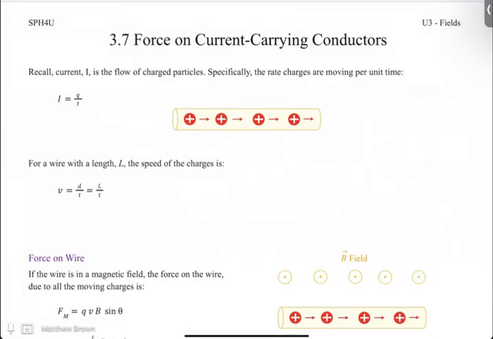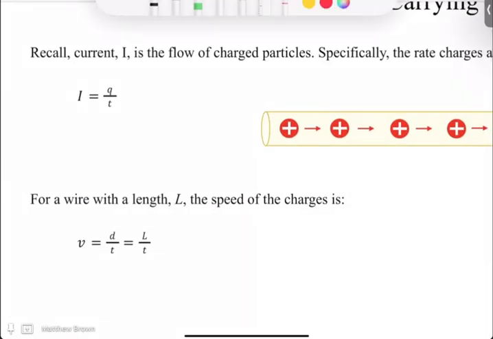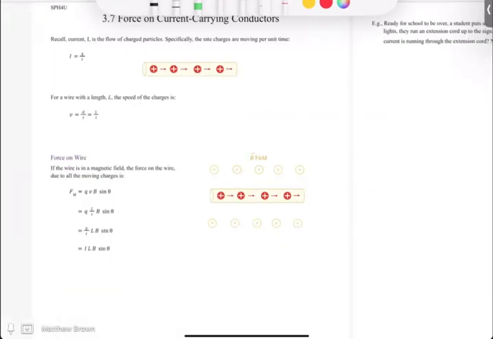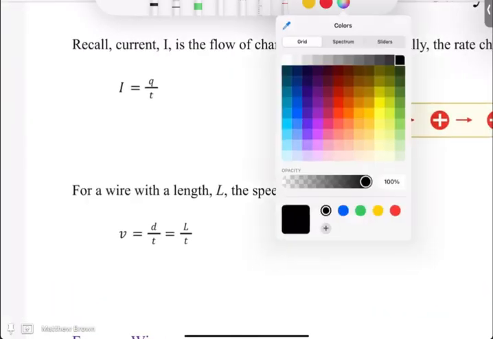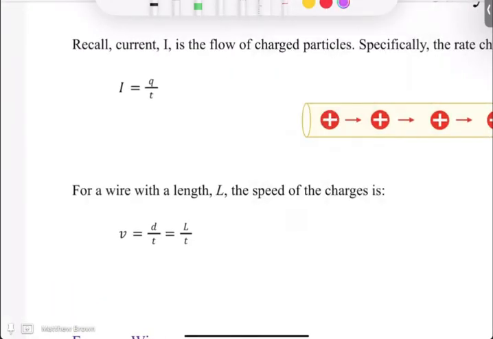First is current, which we usually represent with this I here. Current is just the charges per unit time. It's coulombs per second, which might be a standard unit. Now, usually we just use amperes for that. I didn't write that in here, but did I put the units? No. Okay, sorry. So 1 ampere just equals 1 coulomb per second.